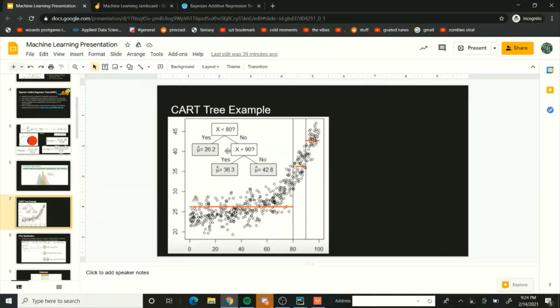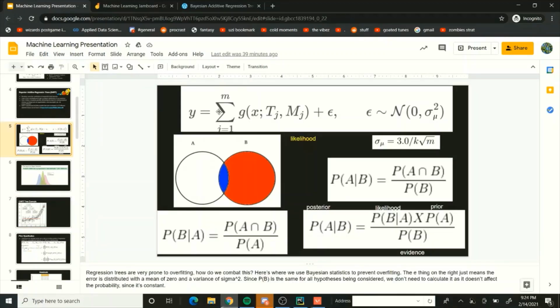So then you do 74 plus 26.2, which is 100.2. And you repeat that for n number of trees in the BART. And then this E just means extra Gaussian noise or error. So it just means it's normally distributed. So bell-shaped curve, mean at 0, and the standard deviation is determined by this formula.